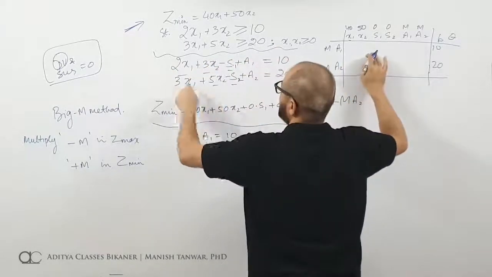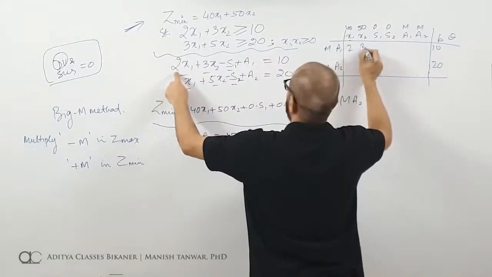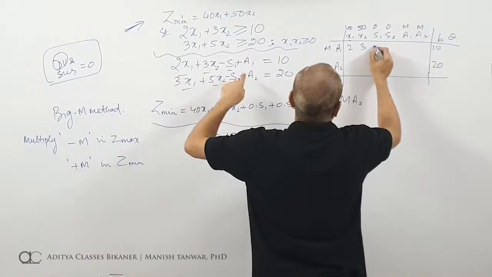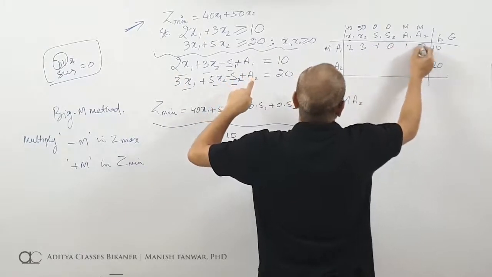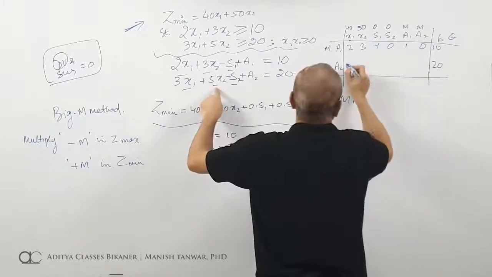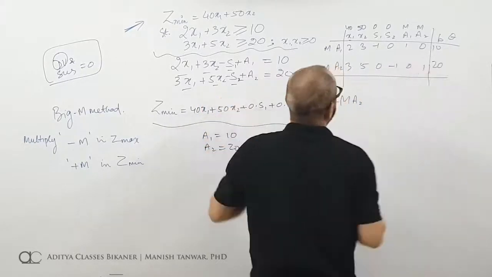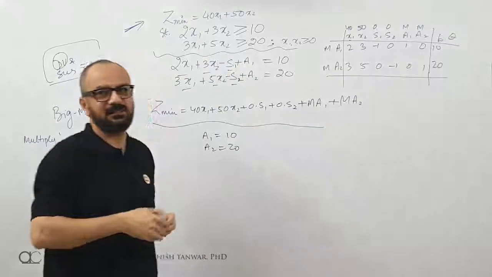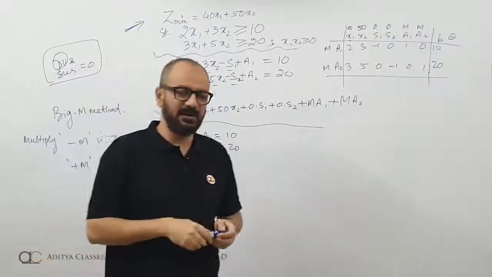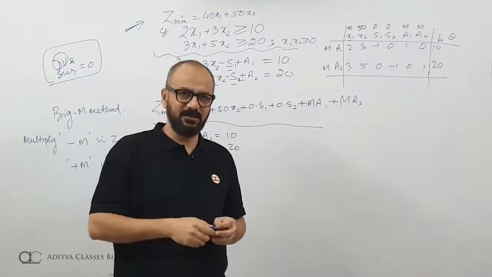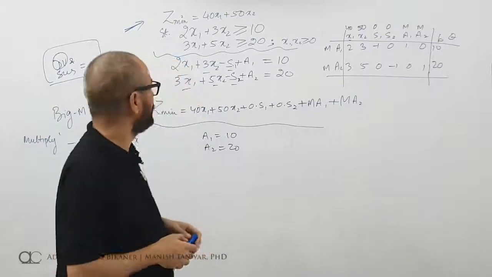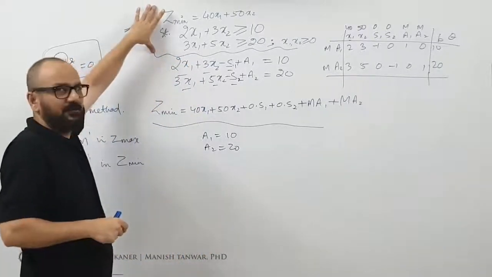Here we have our constraints which is 2, 3, minus 1, 0, 1, 0. Then we have a 3, 5, 0, minus 1, 0, 1. This will be our initial simplex table which we will try to optimize upon in our coming sessions, in coming lectures. So for now, we have our formulation.